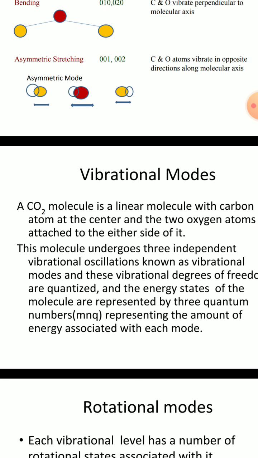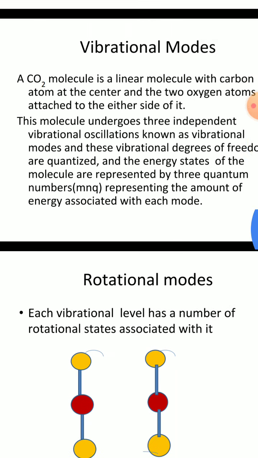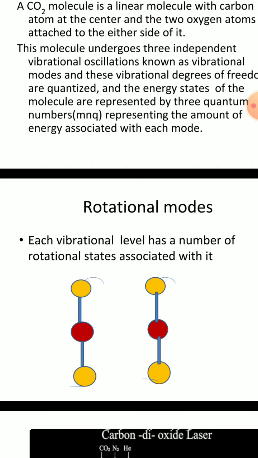So this defines the energy levels of the molecule by the 3 quantum numbers m, n and q, representing the amount of energy associated with each mode. Now, besides the vibrational modes, there are rotational modes also associated with it, and they are given as in the figure. You can see the carbon dioxide molecule can rotate in a clockwise direction in this way.